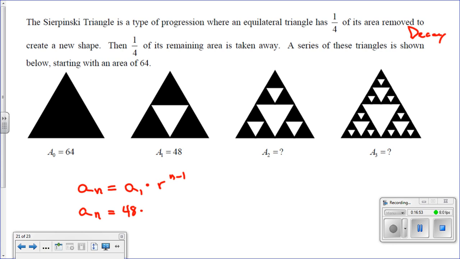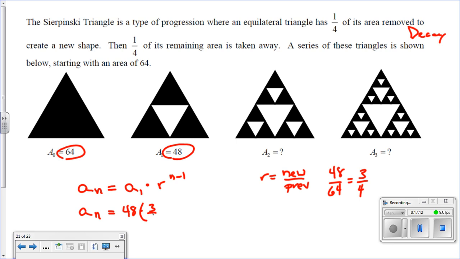times your ratio. Now let's get the ratio here. We've got two values. So remember, we're going to do new over previous. So it's going to be 48 over 64, which is 3/4. So this is actually 3/4 to the n minus 1 power.